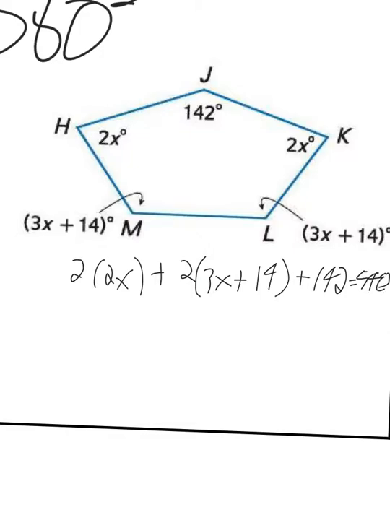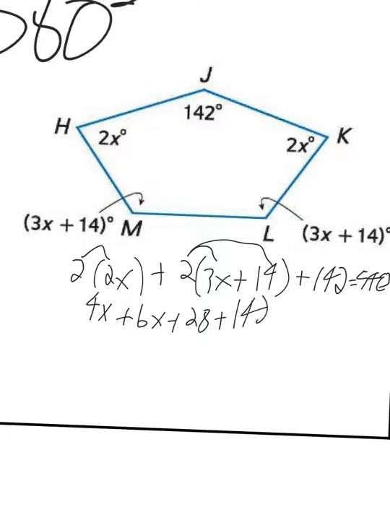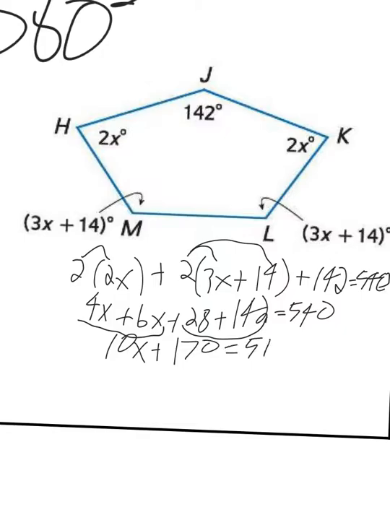All right. Now let's distribute these 2's. So I get 4x plus 6x plus 28 plus 142 equals 540. And let's add our like terms here. These 2 are like terms and these 2 are like terms. So 10x plus 170 equals 540. Okay, now I'm just solving for x. Minus 170, minus 170.